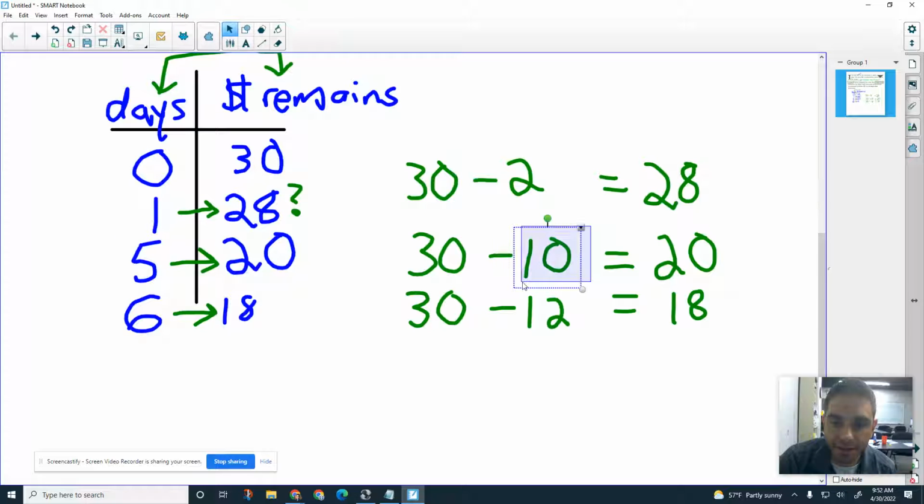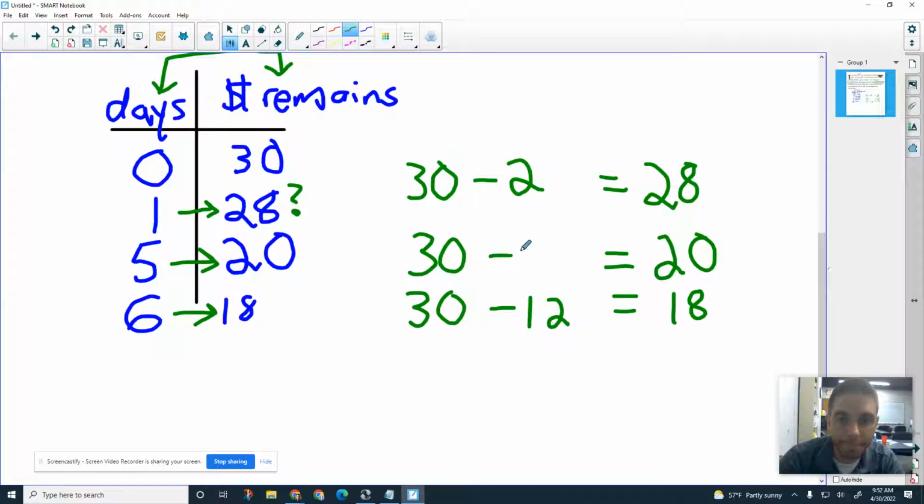So we got 10 here by doing 2 plus 2 plus 2 plus 2 plus 2, 5 times. That's the same thing as saying 2 times 5. Okay, so instead of writing 10 there, I'm putting 2 times 5.